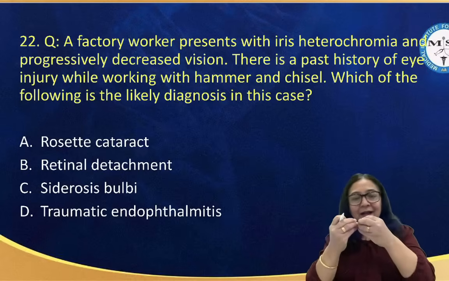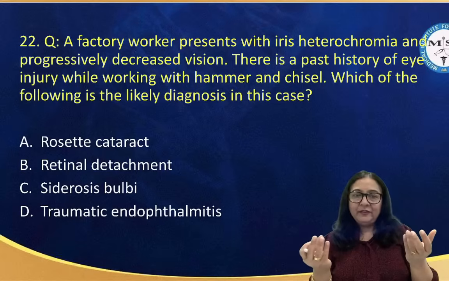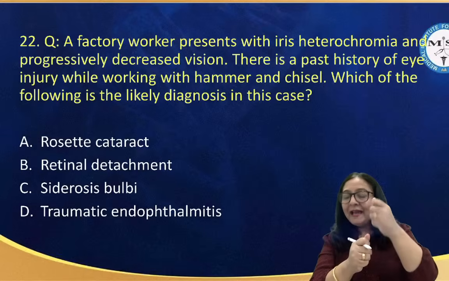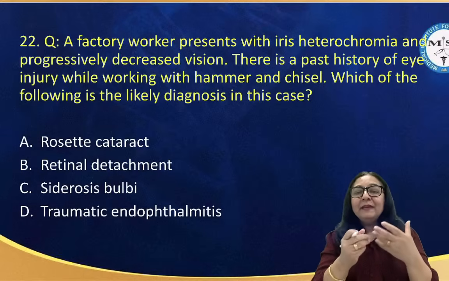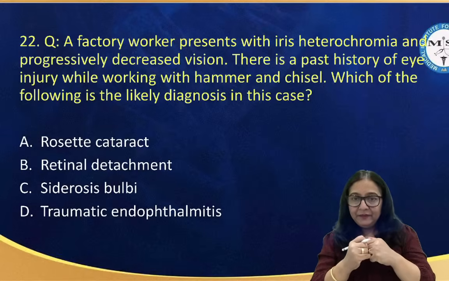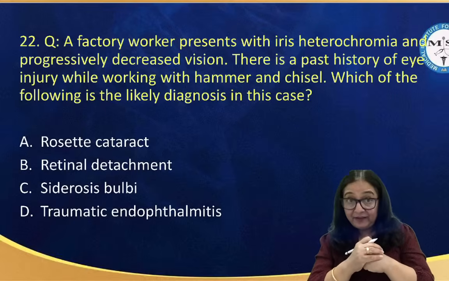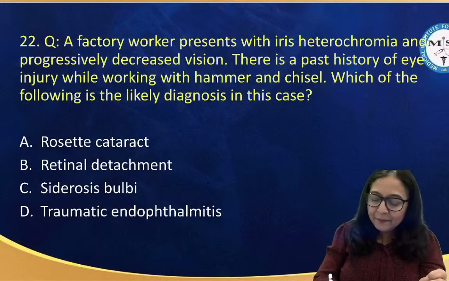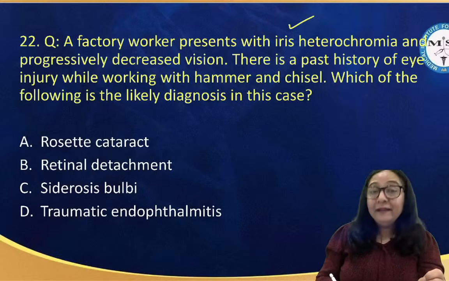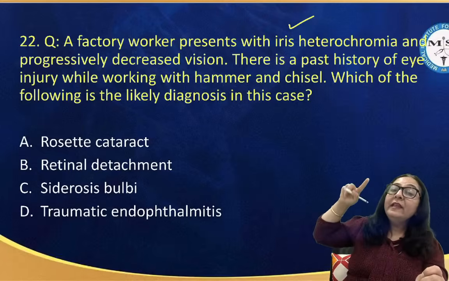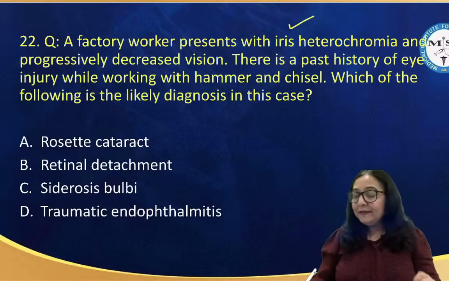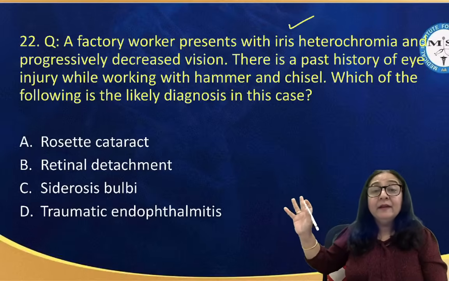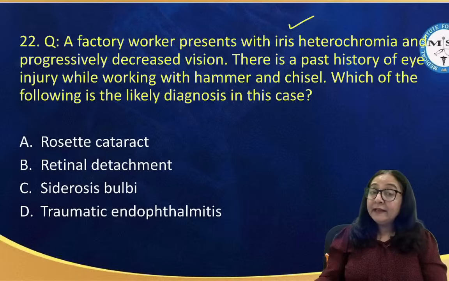Okay, so if you have found keywords like this, bache, hammer and chisel, so they are iron, metallic instruments. So it means there is some metallic foreign body or chance of some penetrating eye injury. So here this patient is developing iris heterochromia and decreased vision, and the injury is very old. So what can be the likely diagnosis in this case? Rosette cataract, retinal detachment, siderosis bulbi, traumatic endophthalmitis.